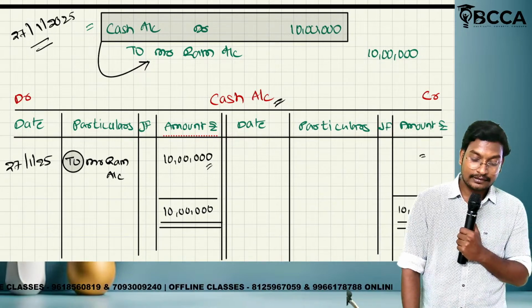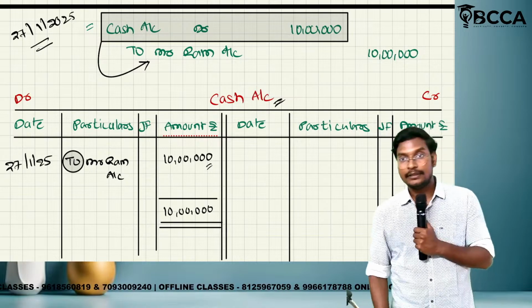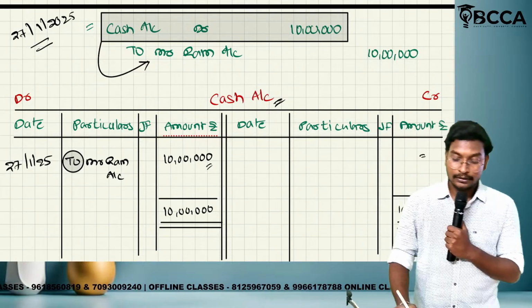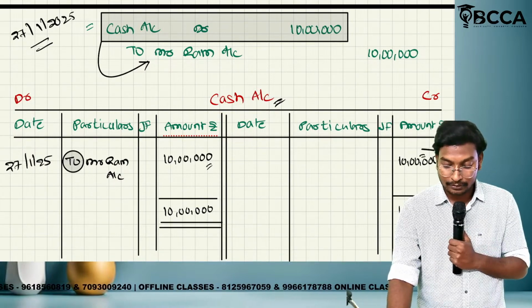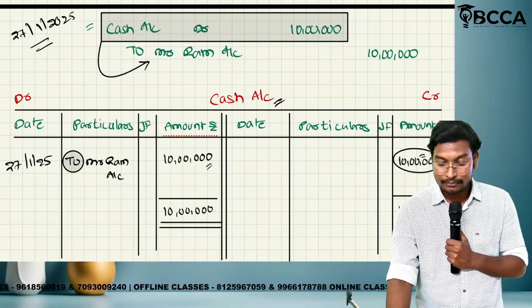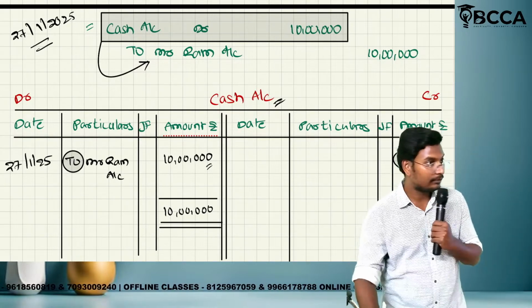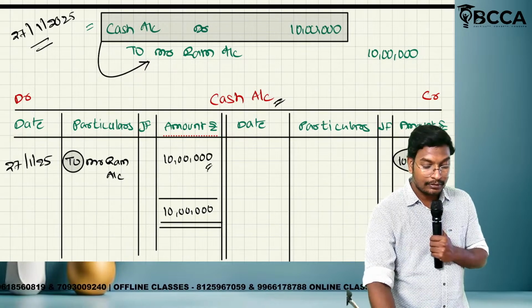What is the difference here? In the debit side we are having the 10 lakhs. In the credit side we are having the 0. So what is the difference amount? The difference amount is called what? 10 lakhs. The 10 lakhs is called as a balance amount. Balance. So in order to show the balance amount, we have to round up. That means in the debit side we have recorded the 10 lakhs.